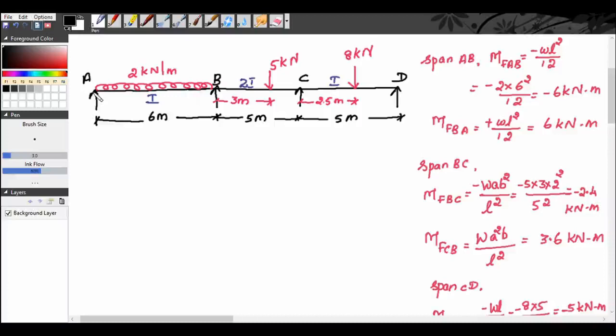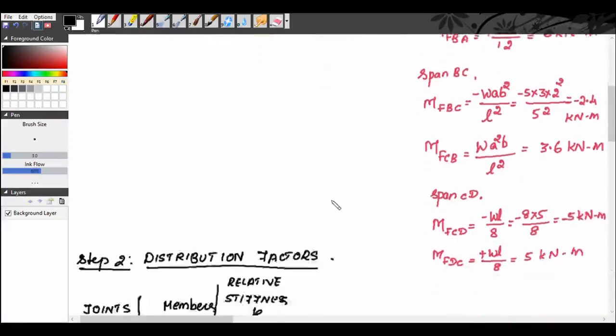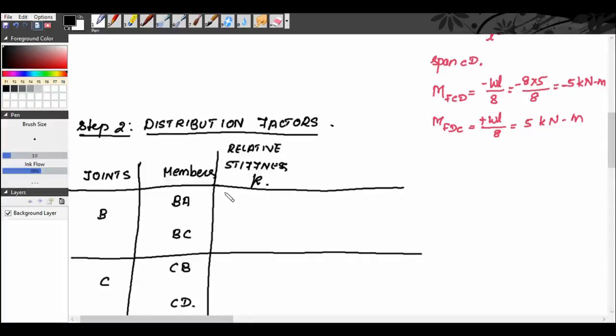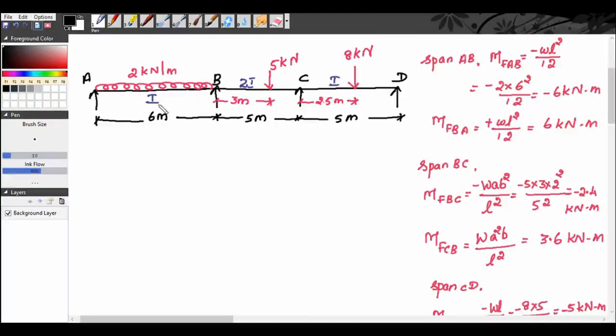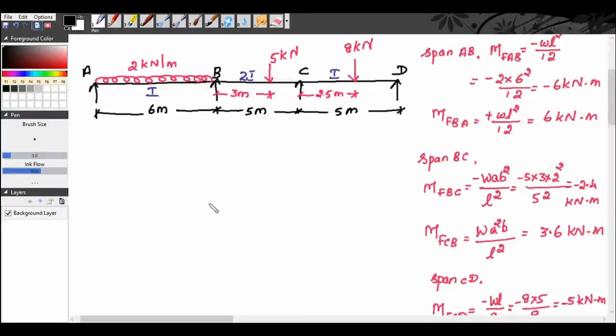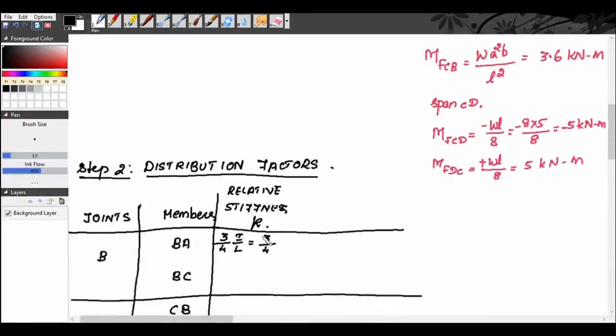See this, the concept I have told you in the previous class, in the second class, in the first part. So for BA, you see the far end is hinged. So it is 3 by 4 of I by L. Far end is hinged, so 3 by 4 of I by L. I is I, L is 6 meters. So 3 by 4 of I by 6.